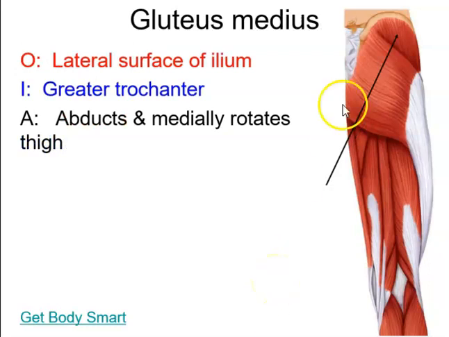The next gluteal muscle is gluteus medius, right here. Its origin is the lateral surface of the ilium and it has its insertion into the greater trochanter of the femur. The action of the gluteus medius muscle is to abduct and medially rotate the thigh, so bringing the thigh away from the midline and medially rotating it.